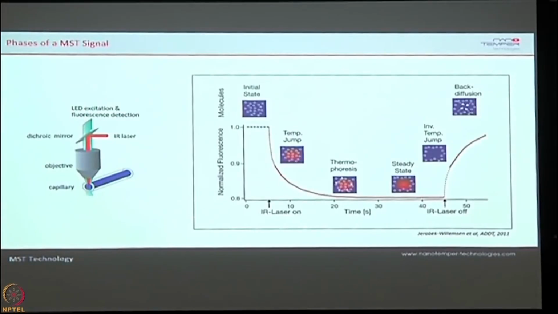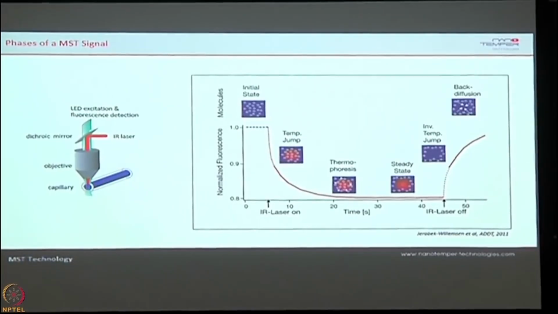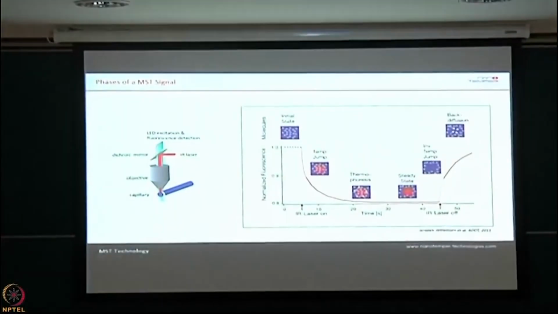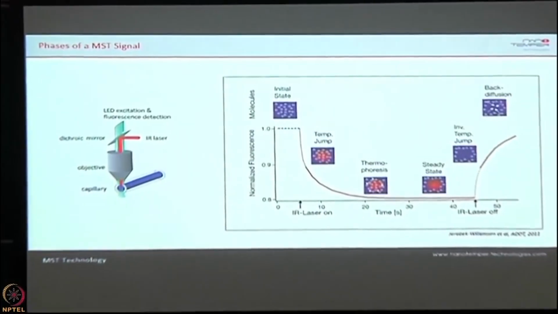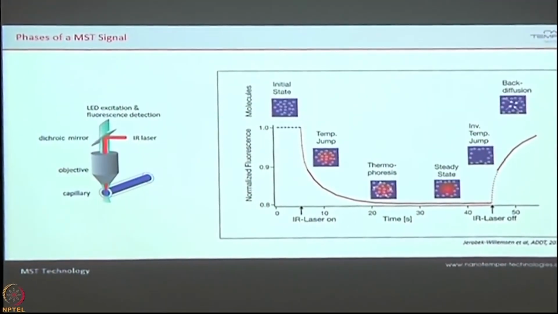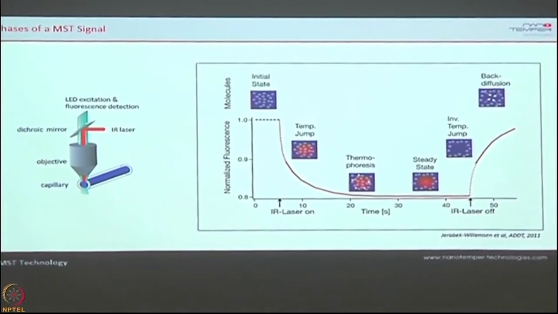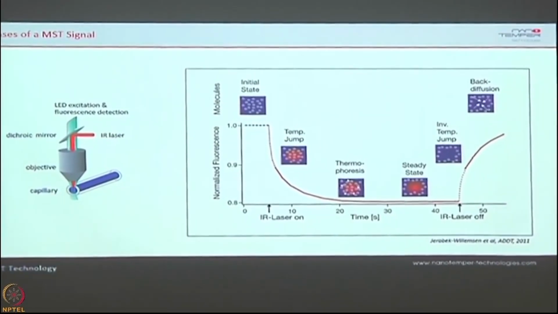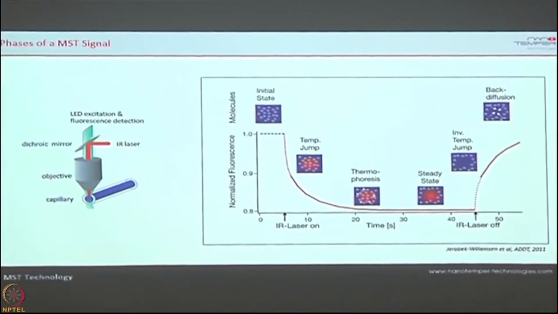If you look at the typical signal, what is actually happening? As I said, you are fixing one of the partners and titrating the second partner, right? On every concentration, on every dilution, you are irradiating the laser. As you can see here, for the first 5 seconds, all the molecules are uniformly distributed. The moment you put the IR laser on, all the molecules are moving away from the heat, and within 30 seconds they attain the steady state.